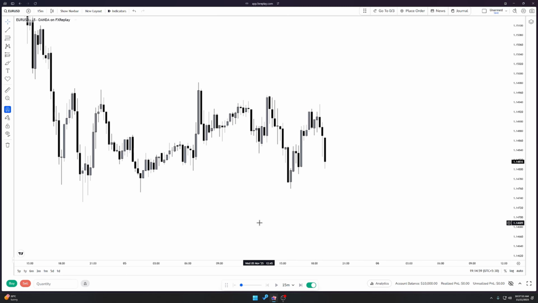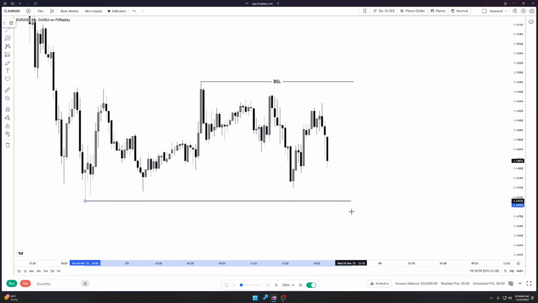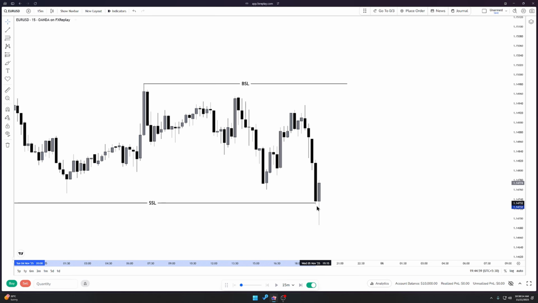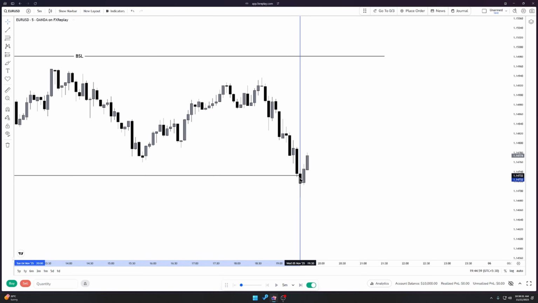So, coming to this example, we have a swing high, which we will mark as our buy-side liquidity, and a swing low, which we will mark as our sell-side liquidity. Now look at this. The market sweeps the sell-side liquidity right at 7:30 p.m. Indian time, which is 9 a.m. Eastern time. From here, we drop down to the lower time frame to look for an entry.